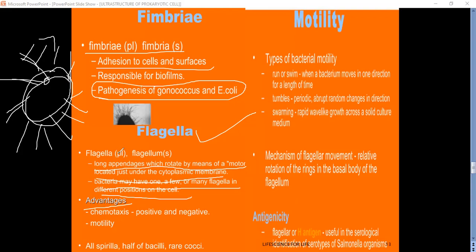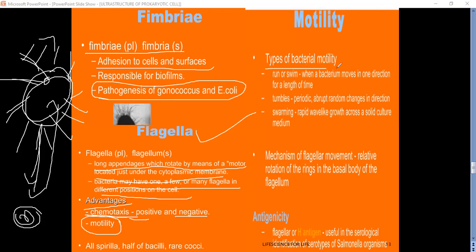Advantages: because flagella are present, if there is a chemical, the bacterium moves towards it using the flagella. This process is called chemotaxis, moving towards the chemical. If the chemical is harmful, it goes away from the chemical. This is called positive chemotaxis and negative chemotaxis. The main function of flagella is motility.